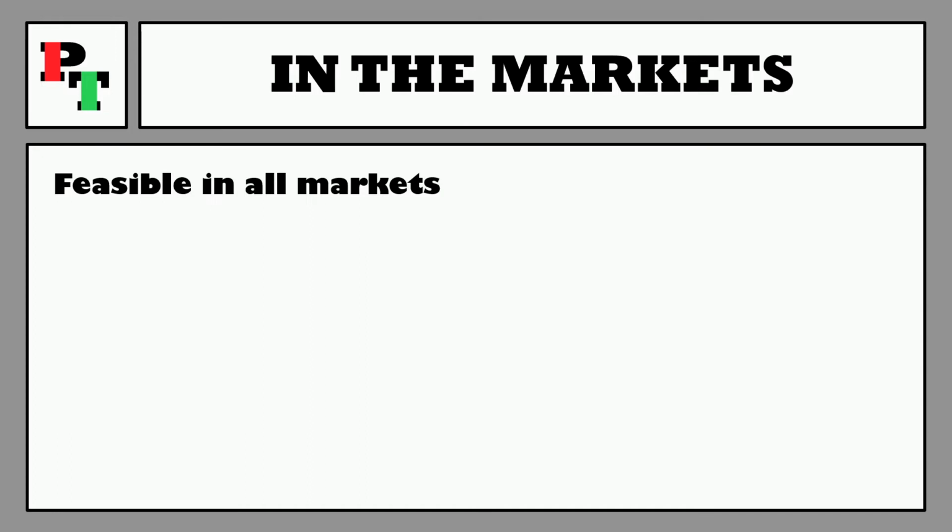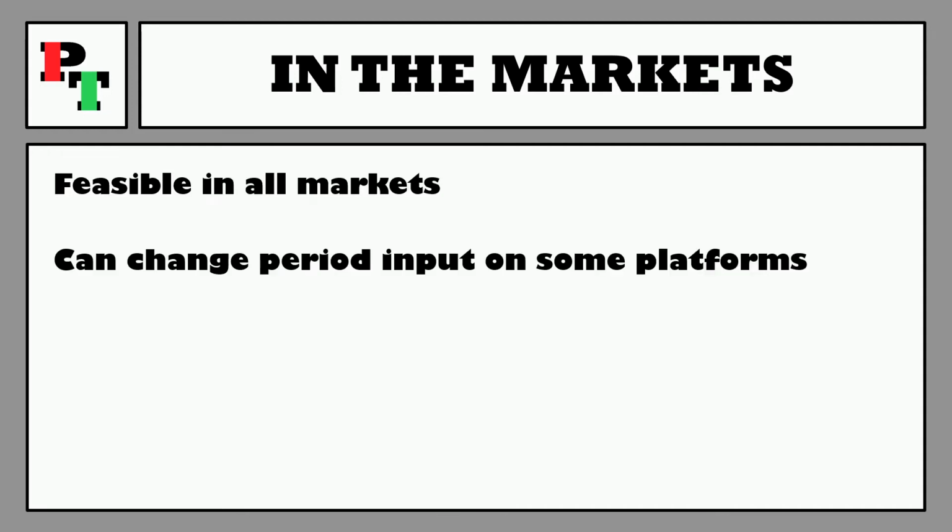In the markets, the fractal pattern is going to appear across all different asset classes, so it's feasible to use it in all the ways that we've discussed in any of those markets, be them forex, stocks or miscellaneous. It doesn't have to be just the 5 candles that you're looking for on the charts either. Some platforms will allow you to change the period input of the fractals, so instead of being the highest high or lowest low at the center of 5 candles, it could be at the center of 7 candles or 13 candles.